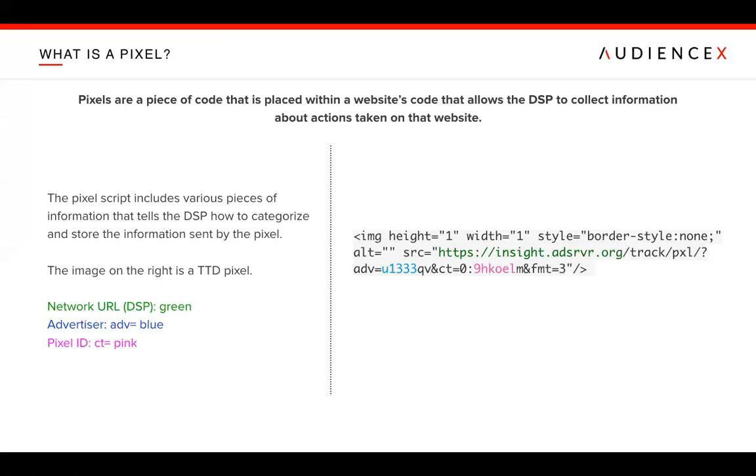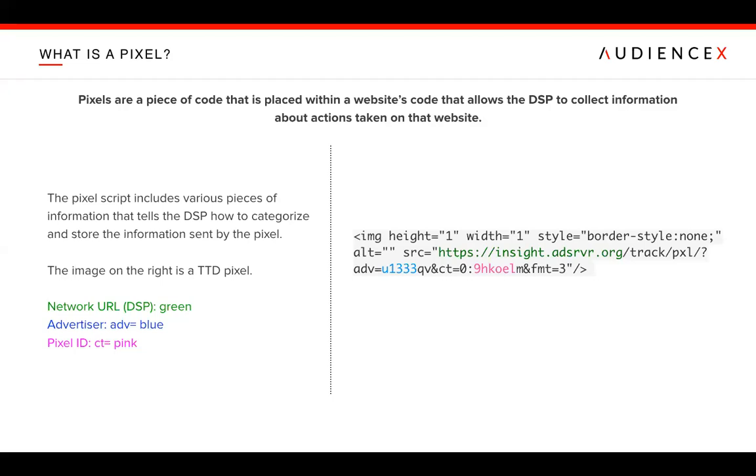Pixels are a piece of code that is placed within the website's code that allows the DSP to collect information about actions that are taken on that website. That's kind of technical jargon, but essentially what it means is this pixel allows the DSP to understand what's happening on the client's site so that we can segment our audiences, track conversions, and really understand more about that conversion lifecycle for your customers. The information that's included in that code is going to tell the DSP how it wants to categorize the audience or the person or the users that have taken the action that triggers the pixel.